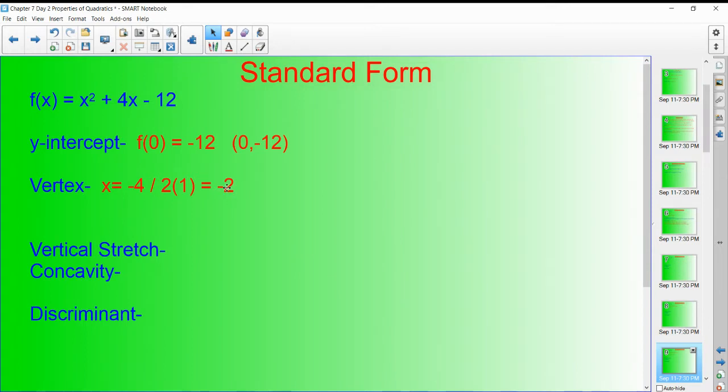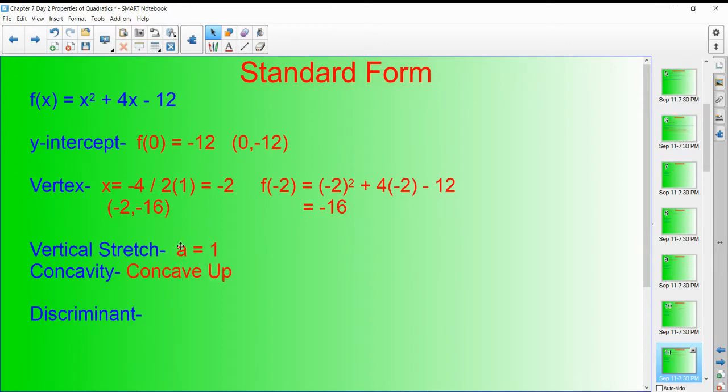Now I'm going to put the x-coordinate back in and put negative 2 in everywhere I have an x. So negative 2 squared is 4. 4 times negative 2 is negative 8. Minus 12 is negative 16. So my vertex is negative 2, negative 16, which is going to be really important when I need to graph this function. Now my a value is going to come in handy again. My a value is 1, which means the graph should open up, should be U-shaped.